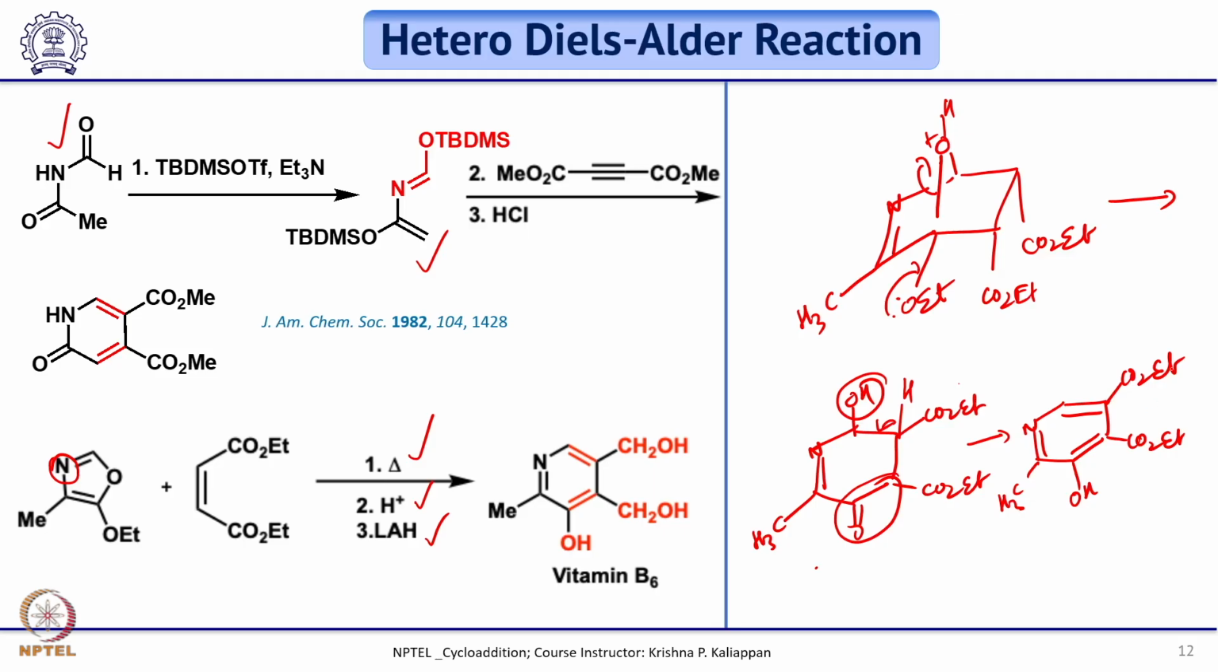So, now the third step is the reduction of ester. So, when you reduce ester, you get the corresponding diol. So, basically if you look at this, the vitamin B6 is prepared in 3 steps, starting from the diene, Diels-Alder, then acid catalyzed opening of the bicyclic ring, and along with that aromatization also happens, and then followed by LiAlH4 reduction gives the corresponding diol.